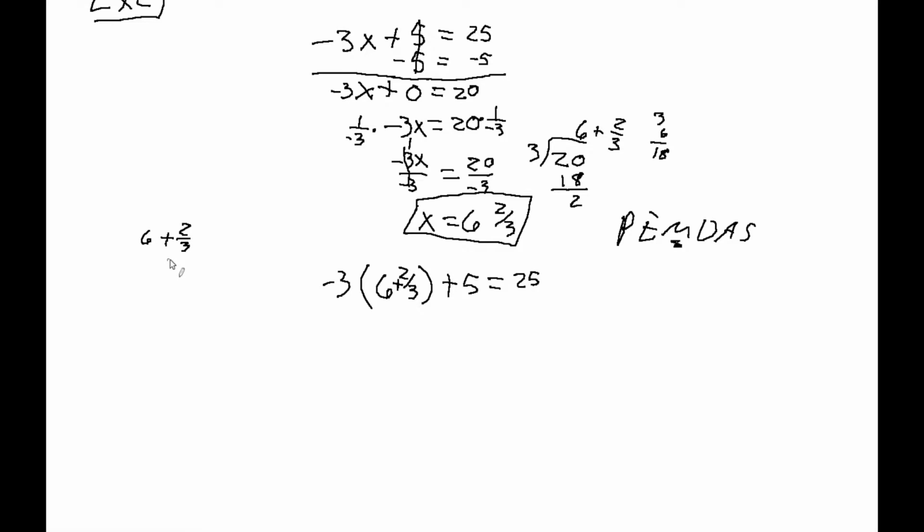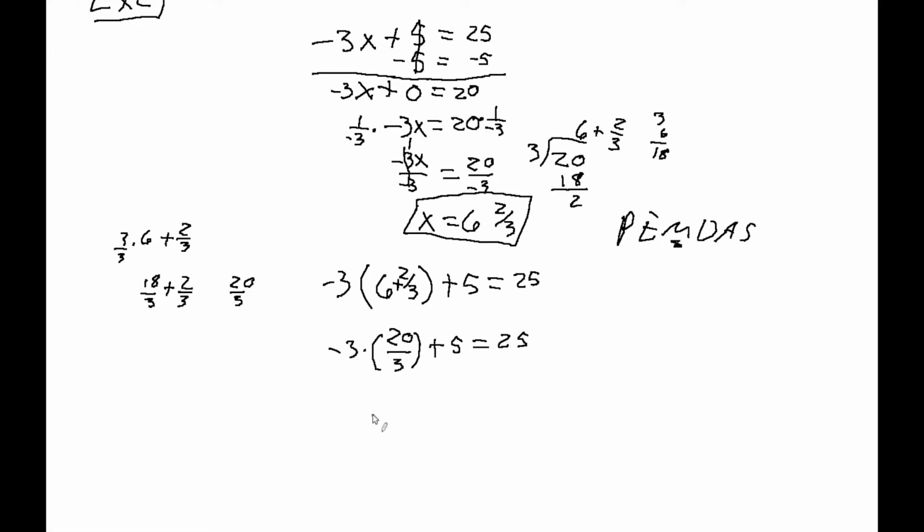Well, we have to find a common denominator. The best way to do that is to multiply the 6 by 3 over 3. 6 times 3 is 18, and you're still left with the 3 on the bottom. 18 plus 2 would be 20, so you get 20/3. And then you're going to multiply this by the -3 plus the 5 equals 25.